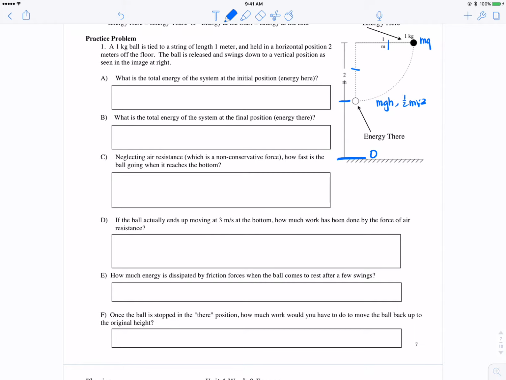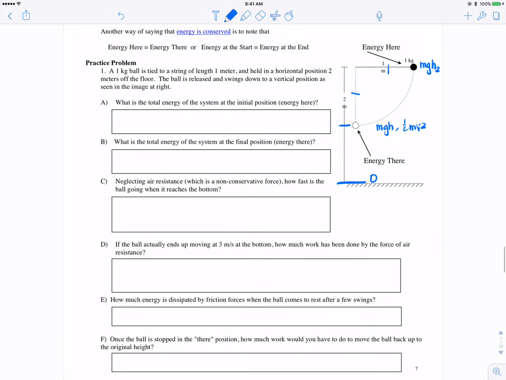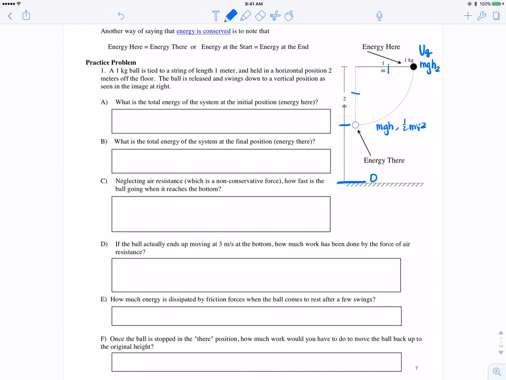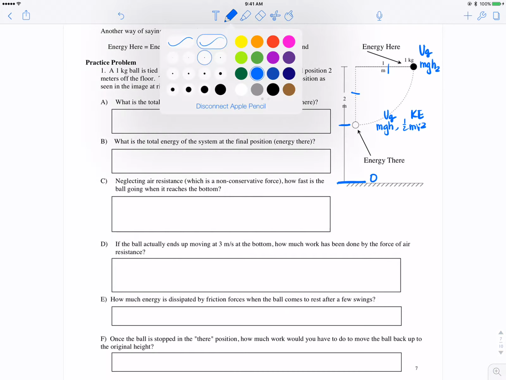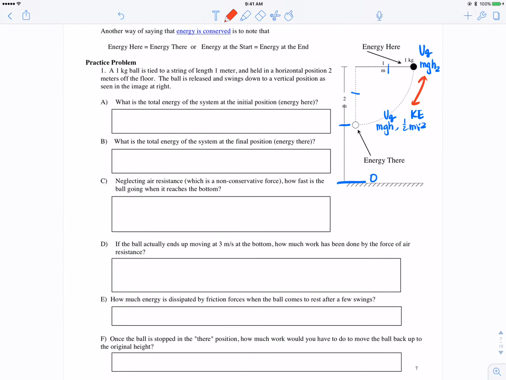And this ball just has mgh2 energy here, meaning there is potential energy here, there is potential energy here, and there's also kinetic energy. And the total energies at each point will be equal. Okay, so energy here equals energy there. The total energy of the system at the initial position, energy here, is going to be mgh, or 1 kilogram times 10 meters per second squared times 2 meters. 20 joules of energy.